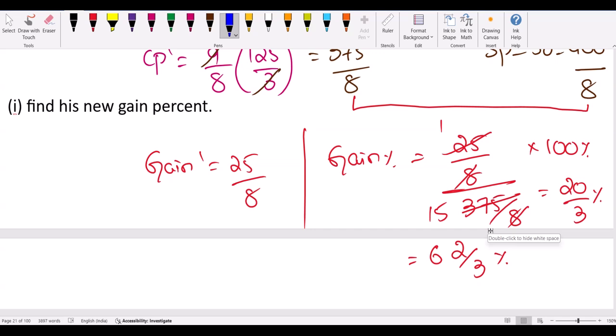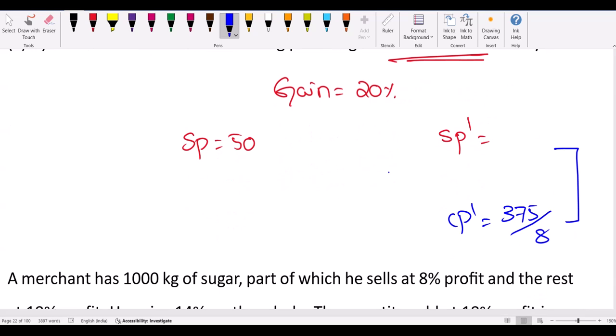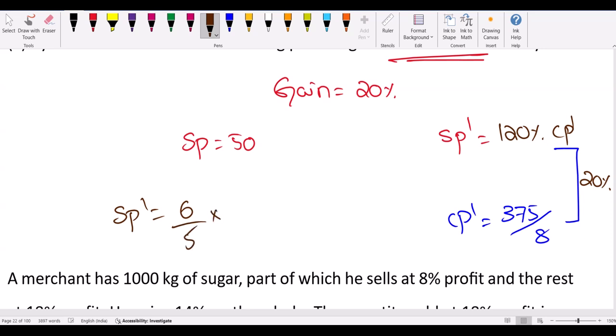Now they want to maintain the same profit. How much percentage should the selling price increase? Now same profit means how much they should maintain? 20 percentage profit is required, then the selling price is 120% of the new cost price. So when you know the new selling price, I can tell you how much percentage increase. So the new selling price is 120%, 6 by 5, 120 divided by 100.